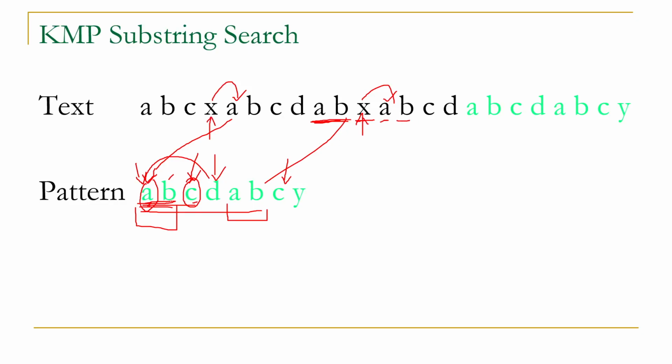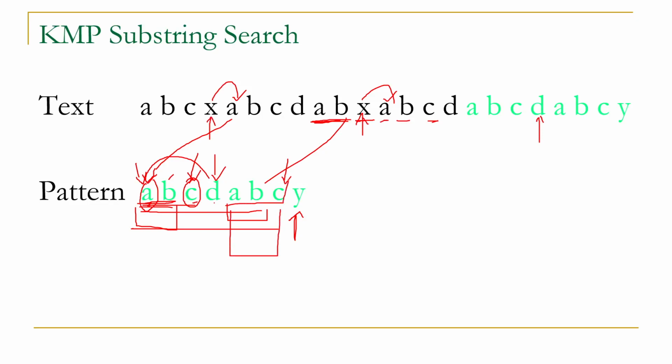Again b and b is matched, again c and c, d and d, again a and a, b and b, c and c. Here d is mismatched with y. So we again check the previous part before y, and see that there is the same suffix with prefix.